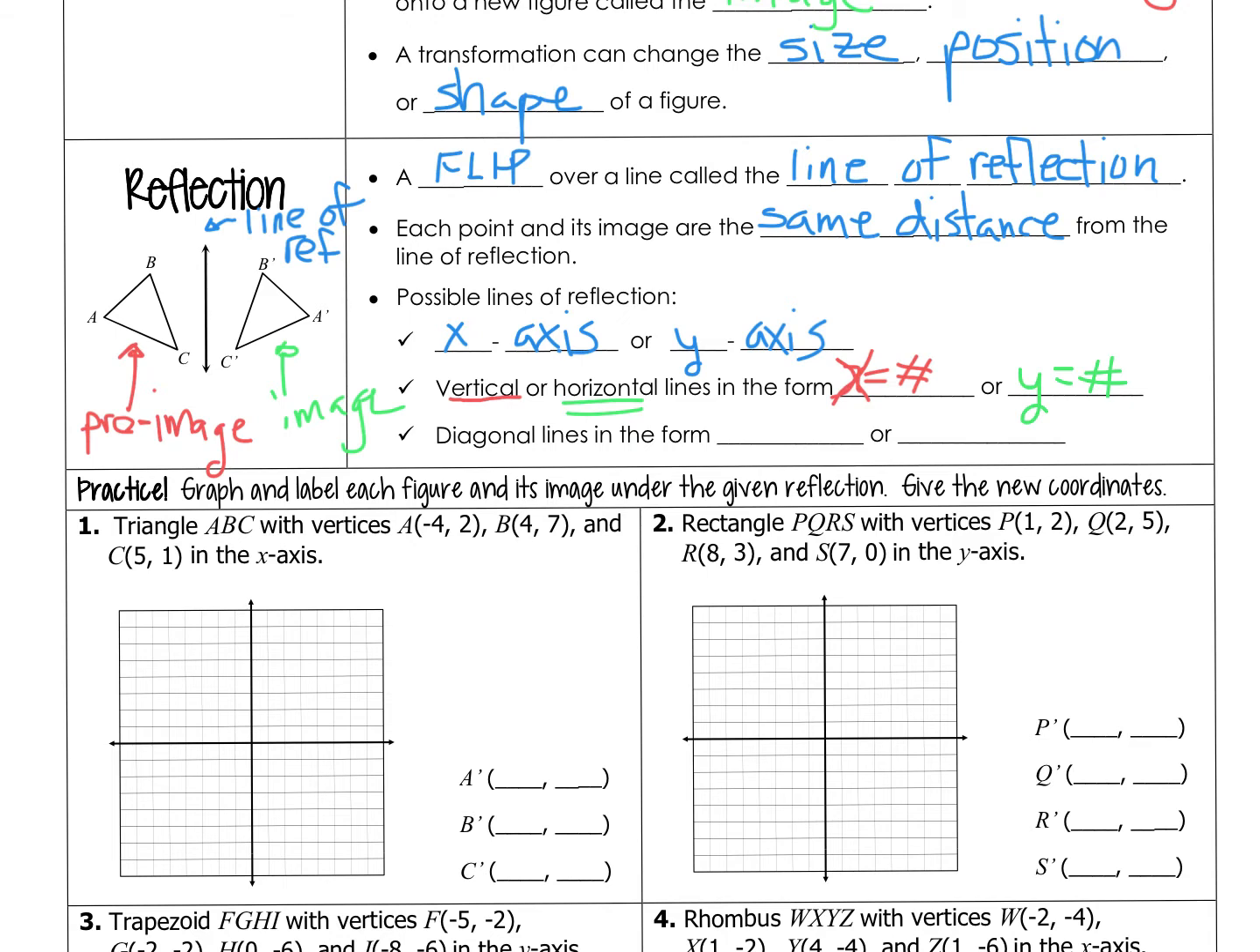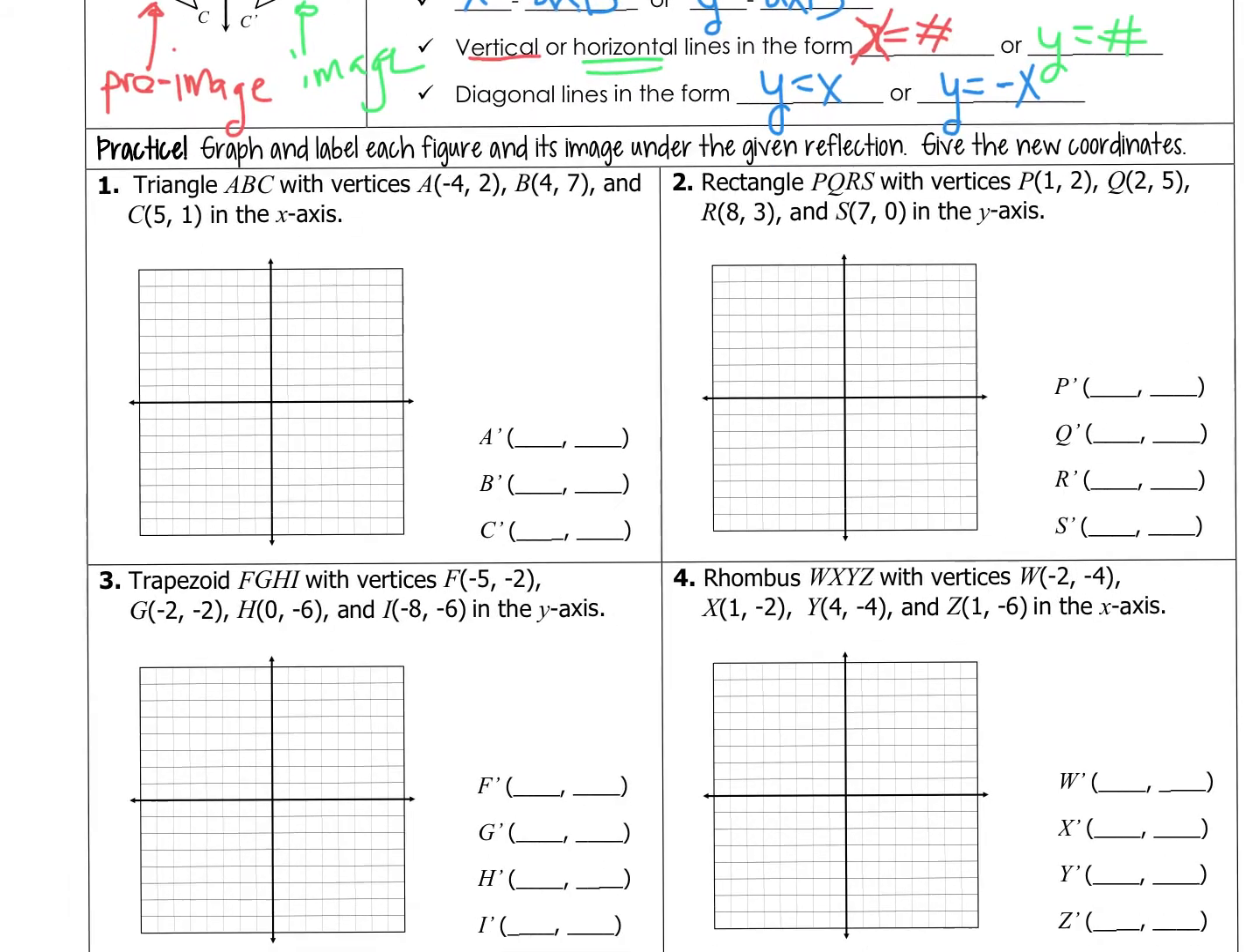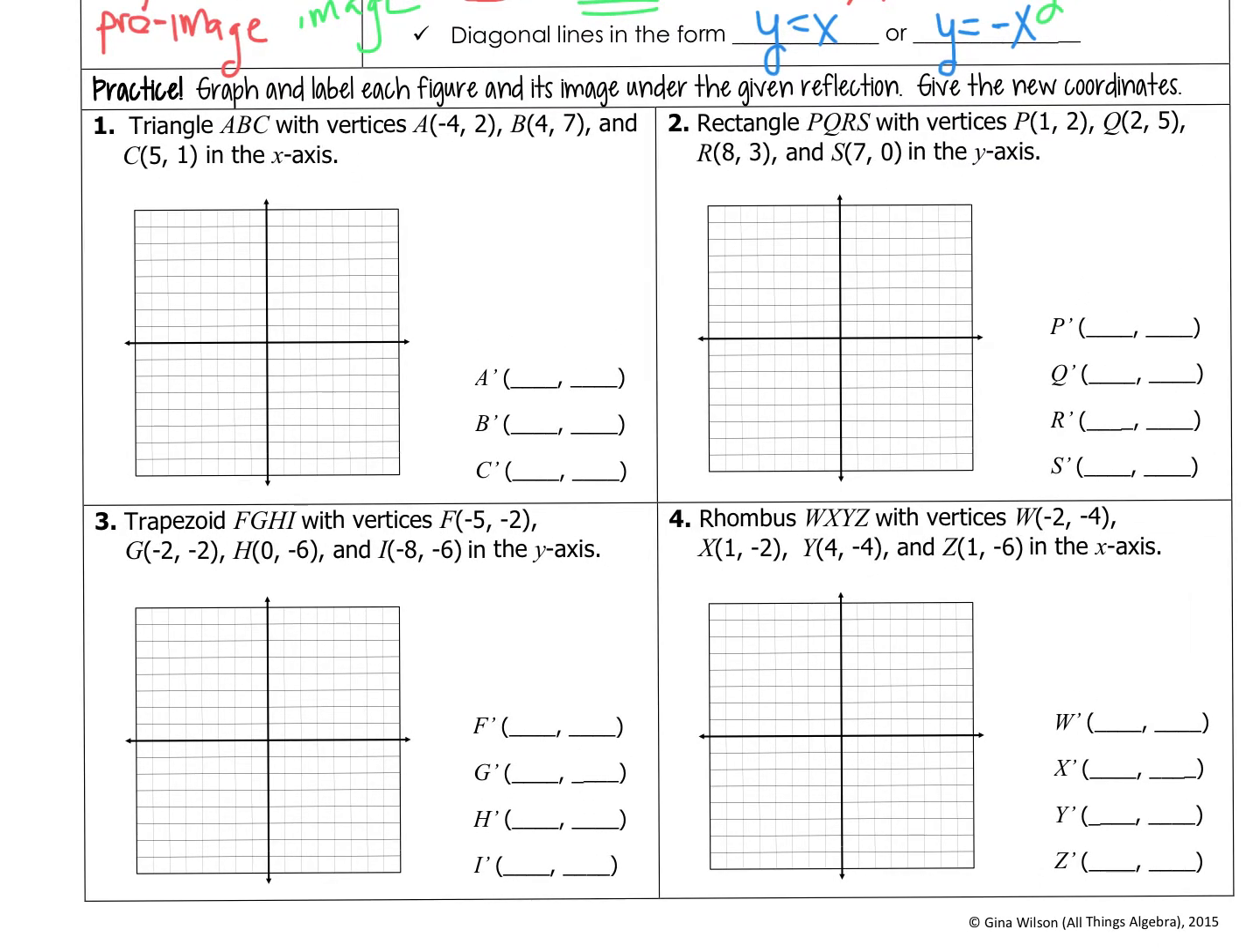Now you're also going to have diagonal lines. So diagonal lines are going to be in the form of y equals x or y equals negative x. And we learned how to plot diagonal lines for a reason and vertical and horizontal lines for a reason prior to this unit. Now those lines are in the form of y equals mx plus b. So let's go ahead and just look at some simple reflections.